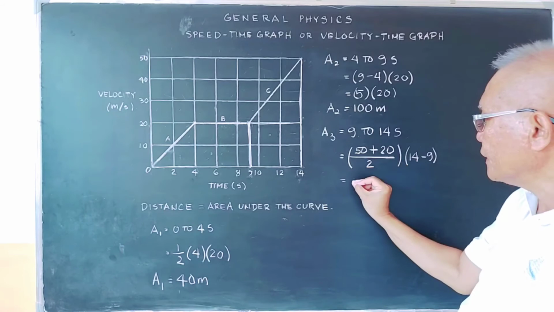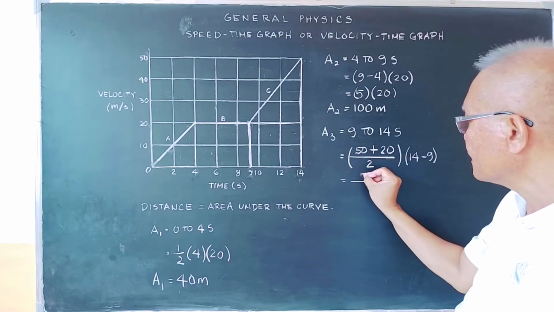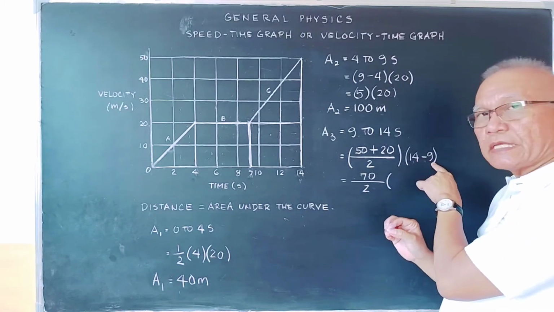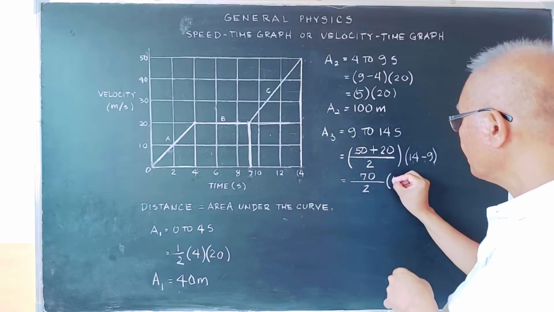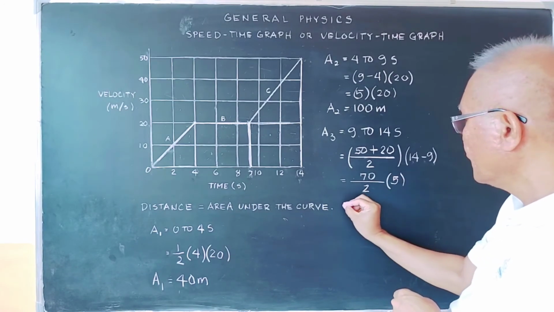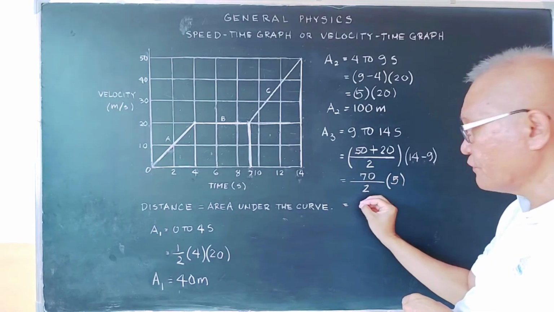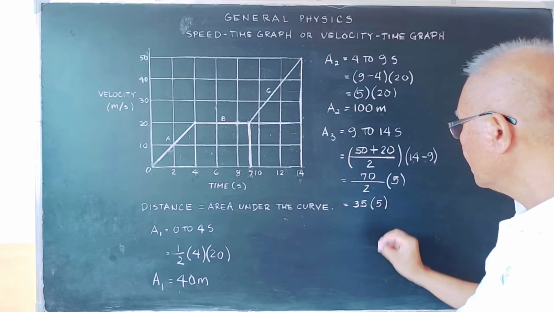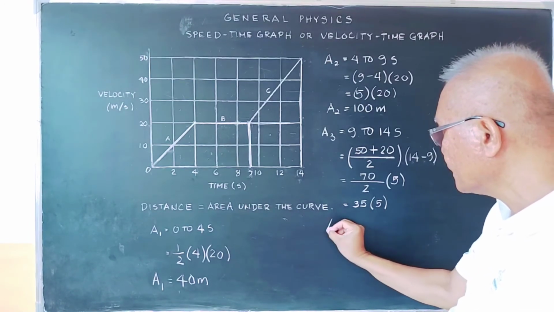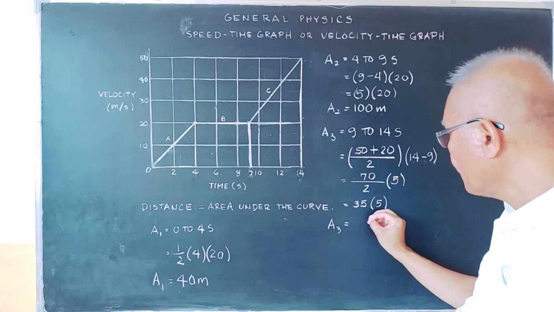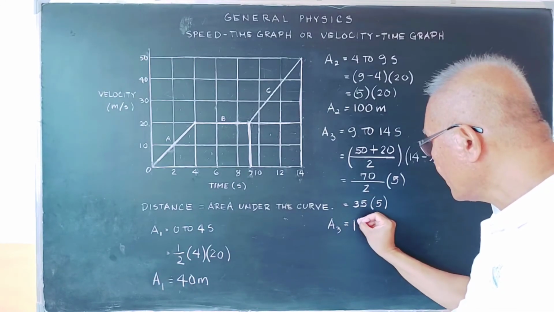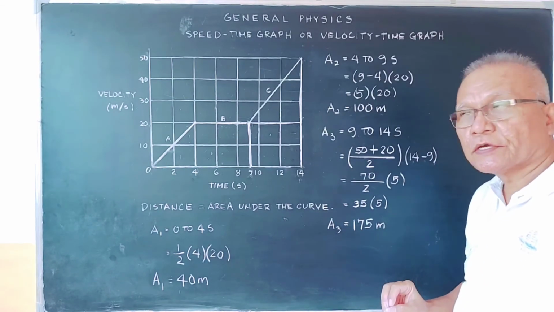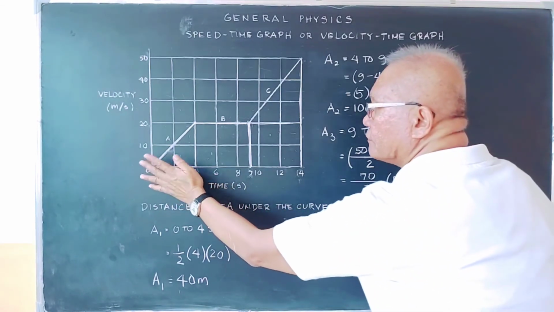So here we add 50 and 20 is 70 over 2 times 14 minus 9 is 5. So we have 5 here. And this one is 35. You can divide 35 times 5 is equal to, this one is our A3, therefore this one is 25 carried 2 is 175 meters.